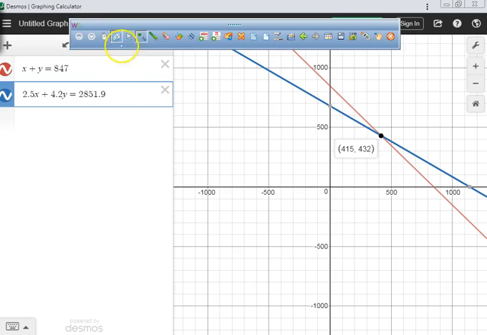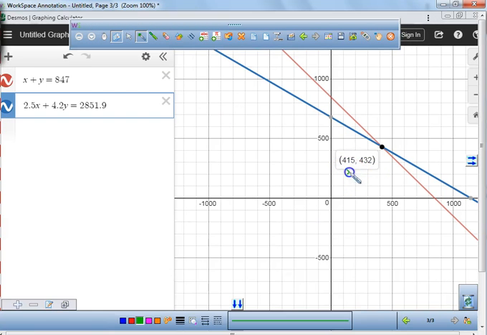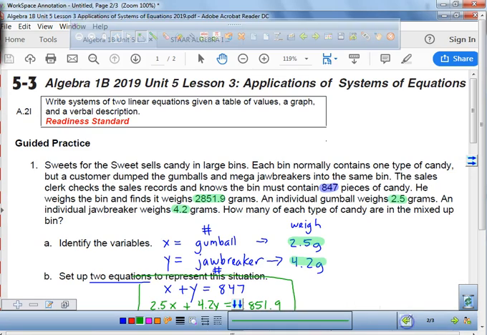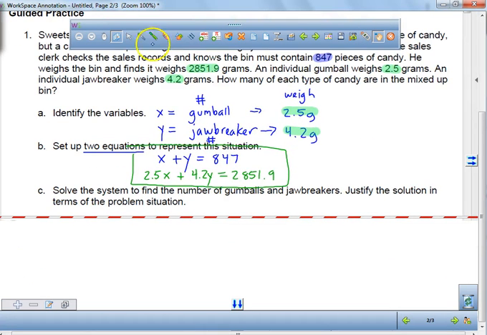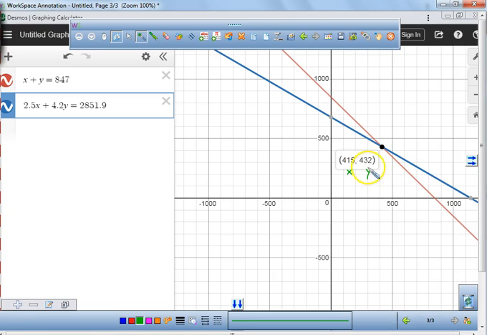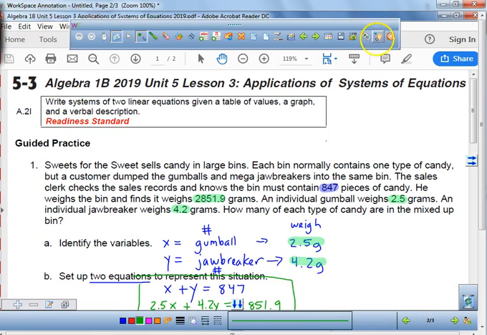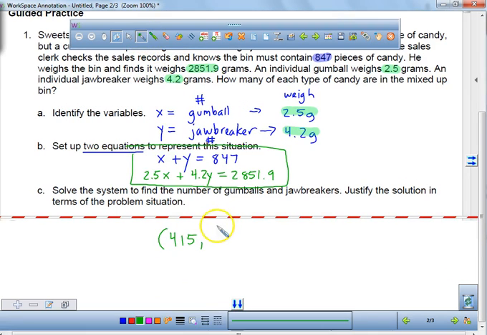There you go. Okay, so here's what I'd like you guys to write down. Write down on your paper, that is your x value. That is your y value. Okay, that's your x and that's your y. You didn't get that? 415, 432. Okay. Now, that's x, that's y.